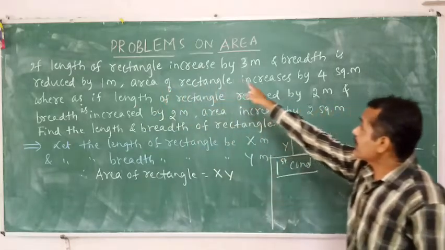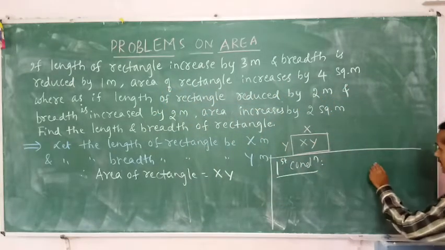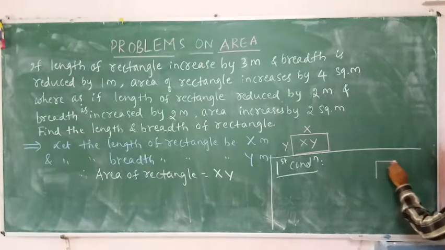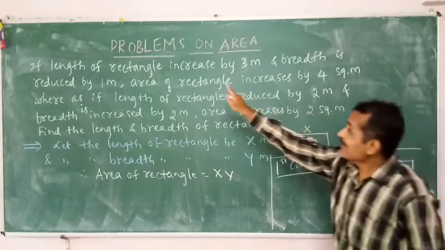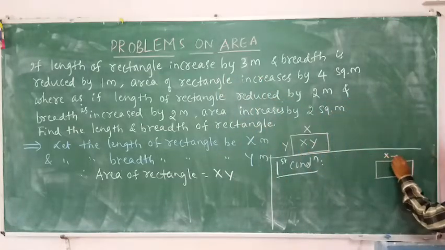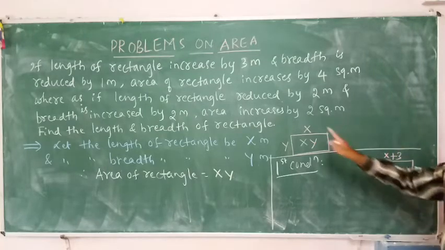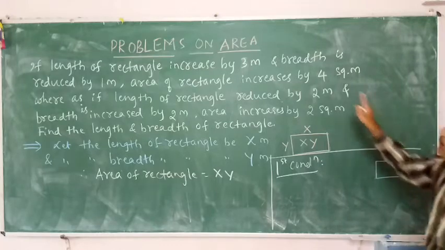If the length of the rectangle increases by 3 meters, for the first condition, let me draw a small figure. What do they say? Length is increased by 3 meters. I will write here x plus 3, because originally it was x. 3 meters are increasing, x plus 3.